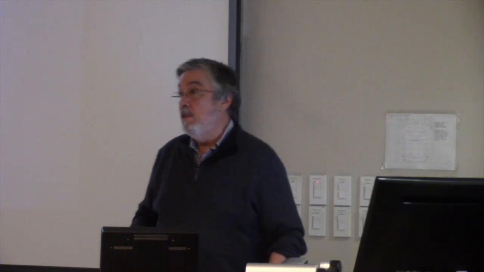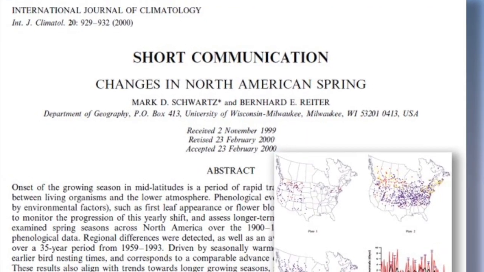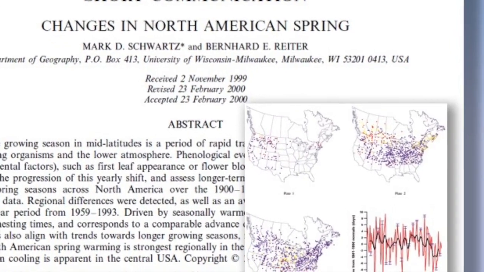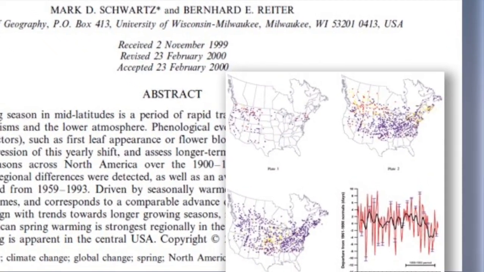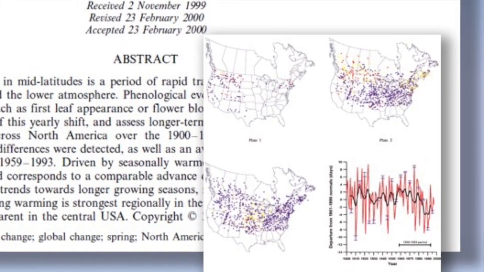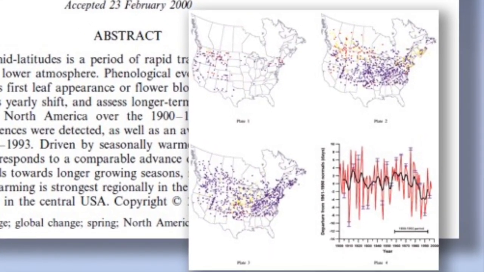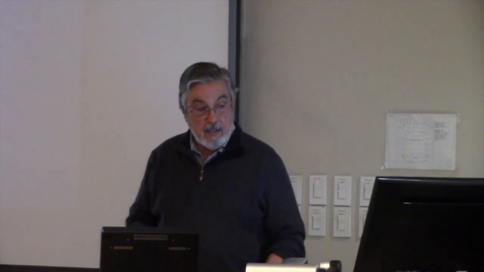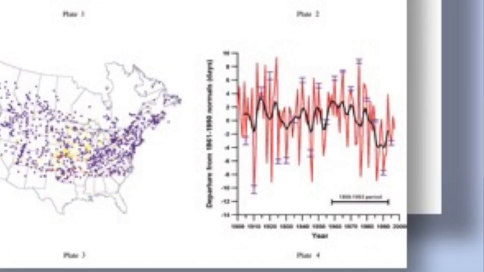So we started writing lots of different papers. My colleague Mark Schwartz wrote a seminal paper in 2000 where he was using the spring index to look at how spring was changing at the continental scale, and was kind of the first to really identify in the phenological data this step change right around 1984 that you see right down here. And you'll see that over and over and over again in these data.